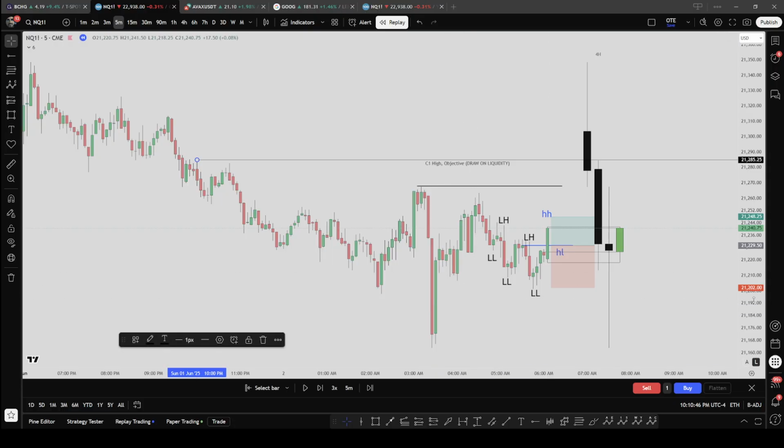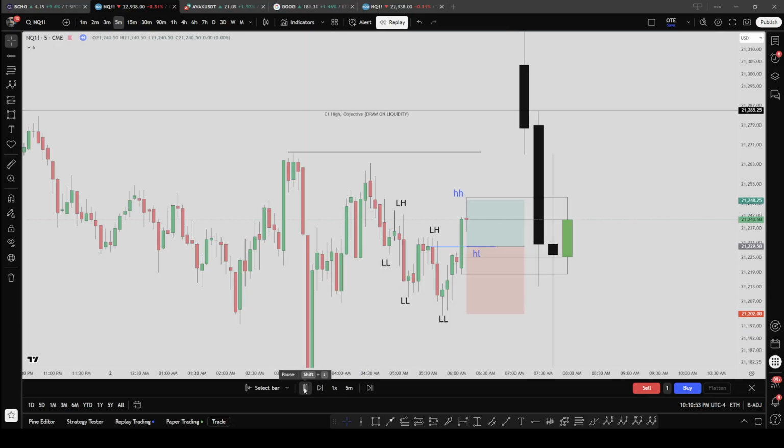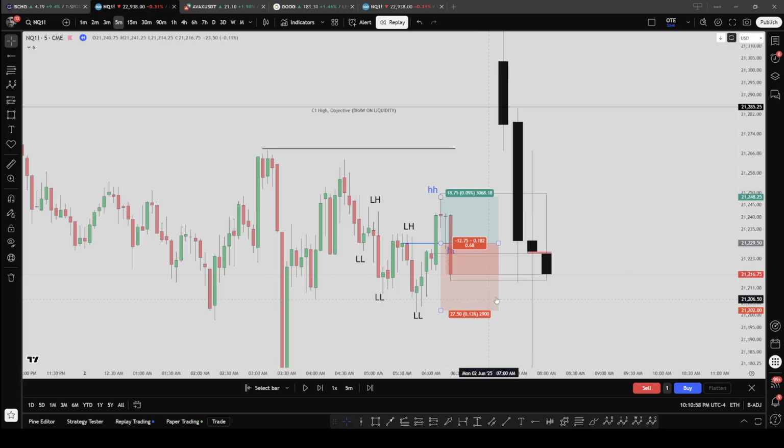All right, and then let's see what happens. I'm going to do it at 101 speed. All right, so you get tagged in. You would get tagged in here. Say you buy 1 contract.